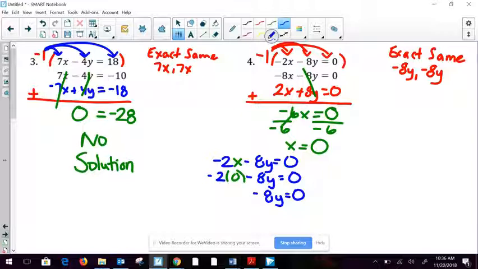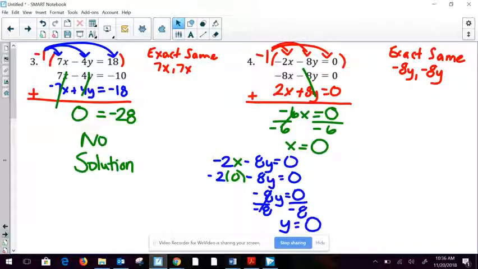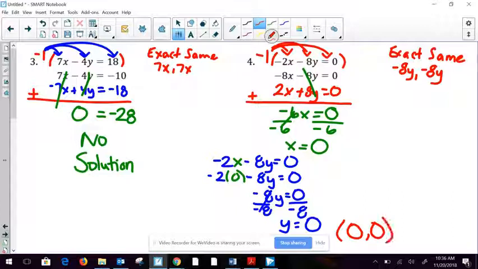My final step, you got it. Divide them both by -8, and I find out that y is also equal to 0. So if I were to graph the systems of equations, they would cross right smack dab at the center of the graph, 0, 0. They cross at the origin. Good job.